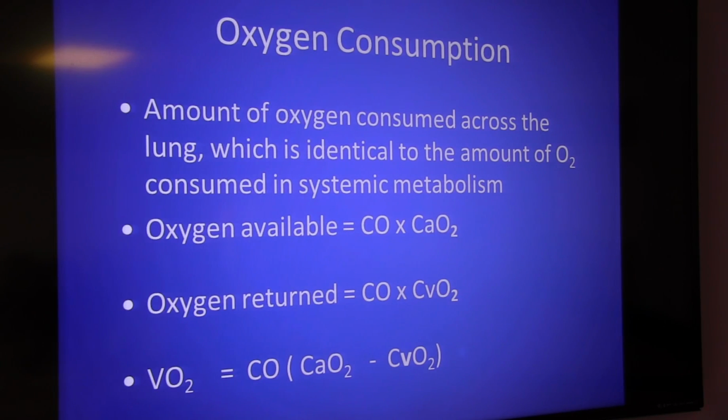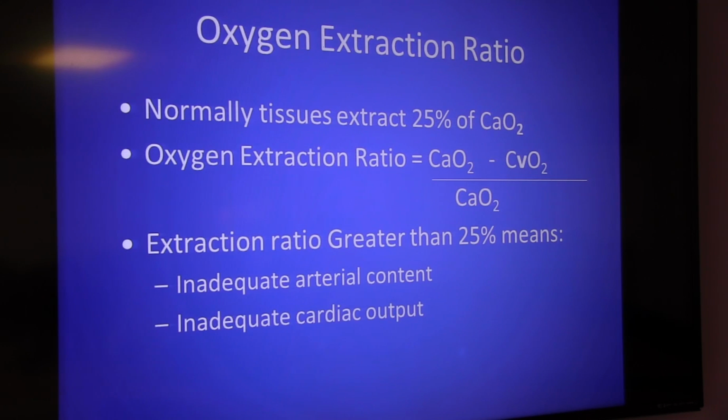So that's oxygen delivery, and then in terms of oxygen consumption, the amount of oxygen consumed across the lung is identical to the amount of oxygen consumed in your systemic metabolism. So the oxygen available is your cardiac output times your arterial content, and the oxygen returned is your cardiac output times your venous content. And then your oxygen extraction ratio.